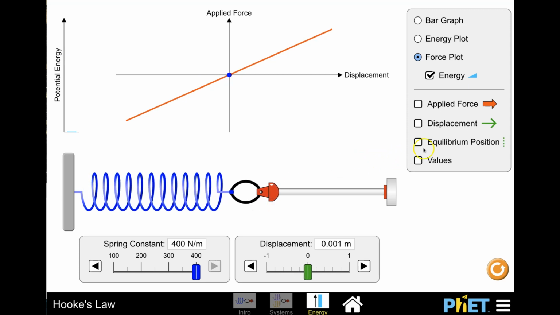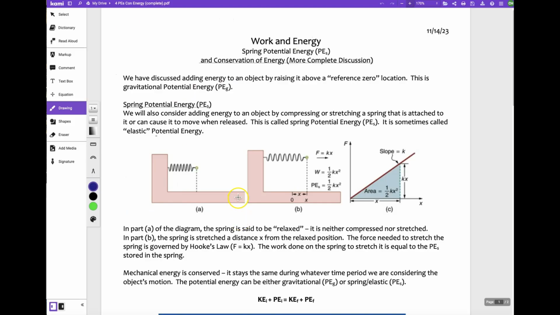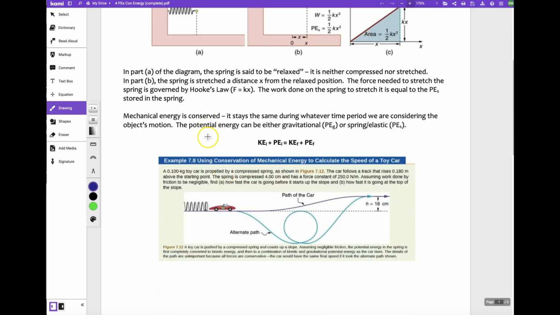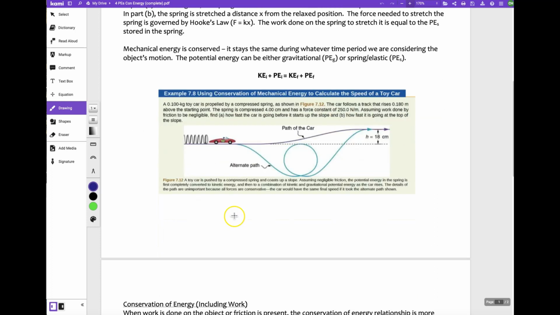So hopefully that helps a little bit with how spring energy works. The last part here is the conservation of energy. In this example, you've got a toy car, and they push the toy car back, and then they let go of it. When they let go of it, the car goes up this hill, and then it stops up at the top. It's because the work done by the spring gives it kinetic energy.